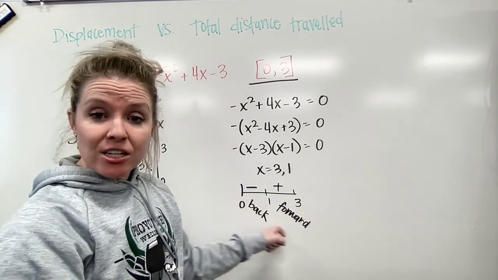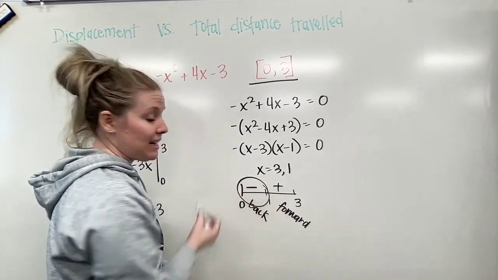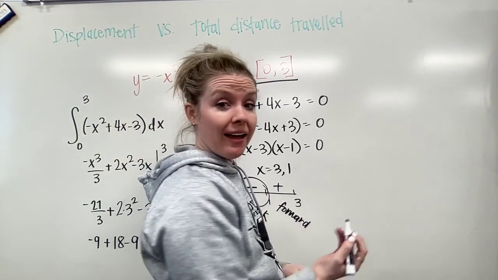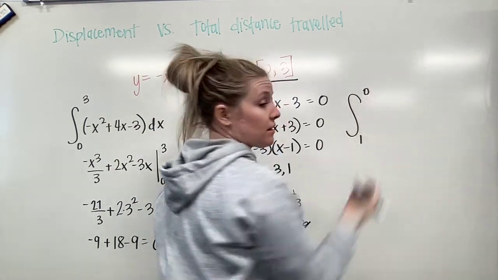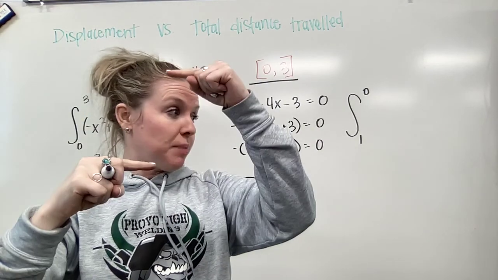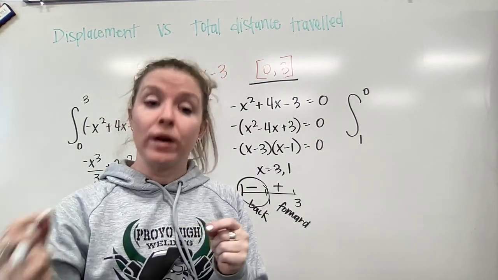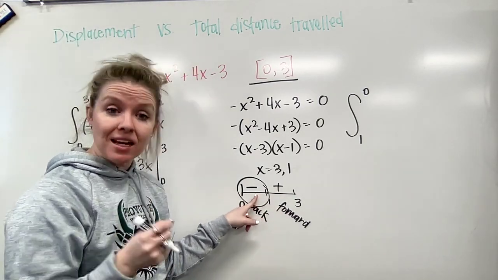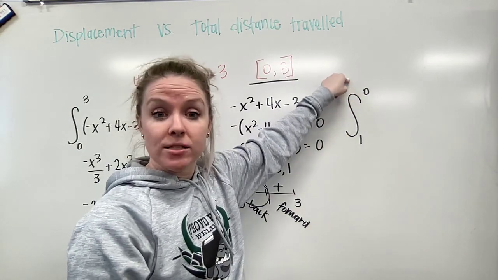So what I'm going to do is split that into two integrals so I can turn this negative direction positive. And to do that, I'm going to take the integral from 1 to 0. Remember, if I switch those bounds, it's going to change my integral from positive to negative or negative to positive. Since I know I'm moving backwards, that area is going to be negative. So by switching my bounds, it should come out positive.